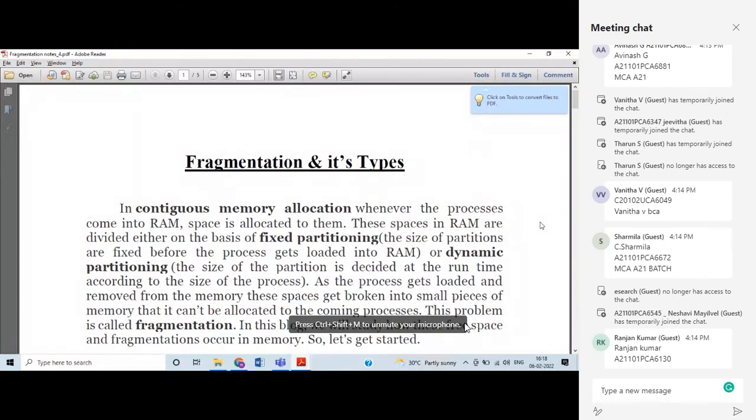Students, are you able to see my screen? This is fragmentation. Yes, ma'am.